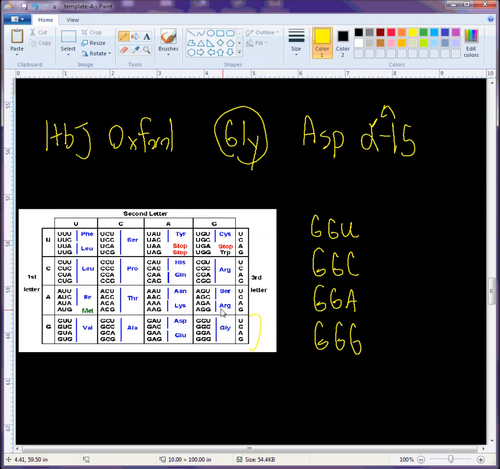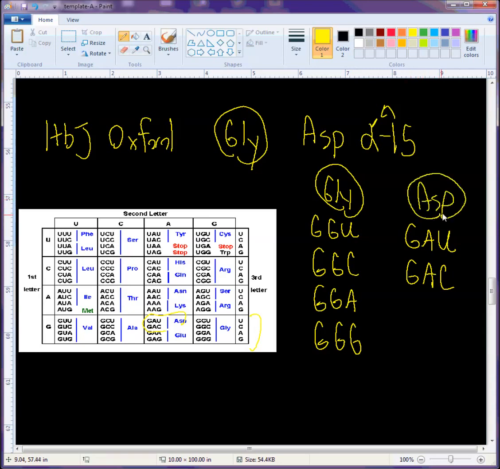Okay, so aspartic acid, again, it looks like there are only two. So GAU and GAC. So are there any single base changes that can change the 15th amino acid in the alpha subunit from glycine to aspartic acid? So can we find one little mutation? Let's see. Oh, okay, here we go, another one.